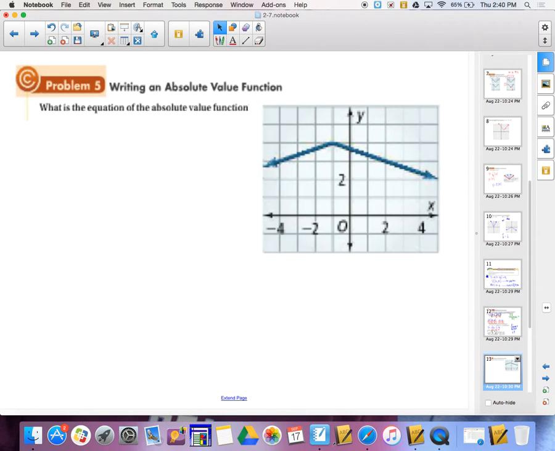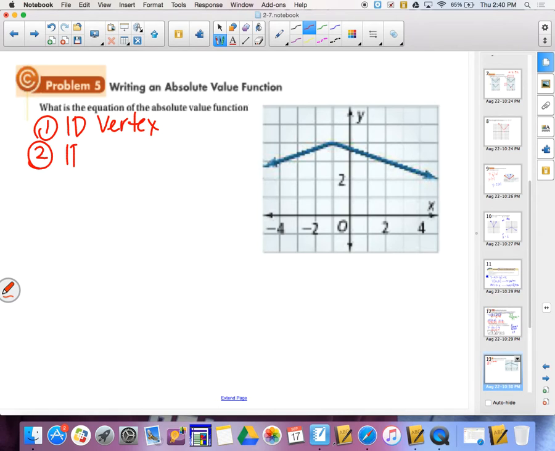So now they give us a graph, and they want us to write the equation. Okay? This is all we have to go by. Right here is my graph, and I need to write an equation. There are three things that I need to identify, or two things that I need to identify first. First, I need to identify the vertex. Then I need to identify the slope.